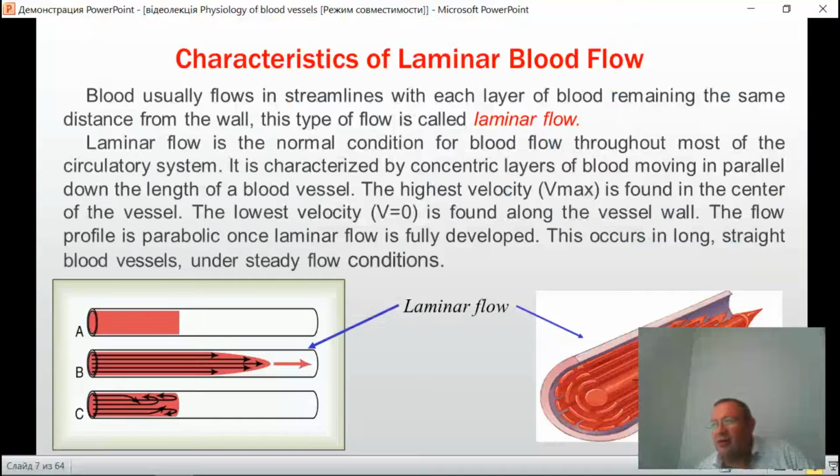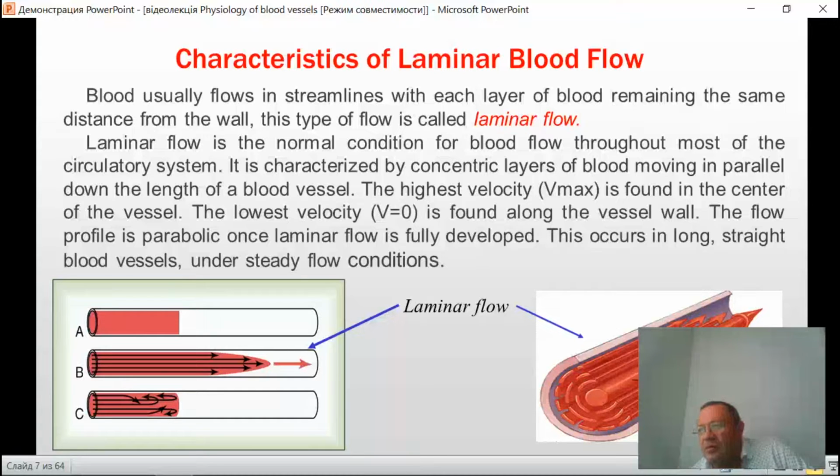Next, information about characteristics of blood flow. First, characteristics of laminar blood flow. Blood usually flows in streamlines with each layer of blood remaining the same distance from the wall. This type of flow is called laminar flow.